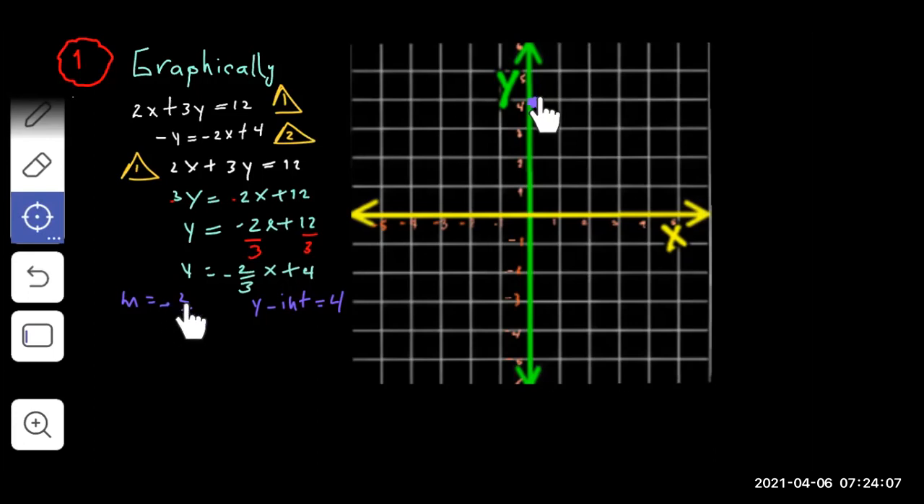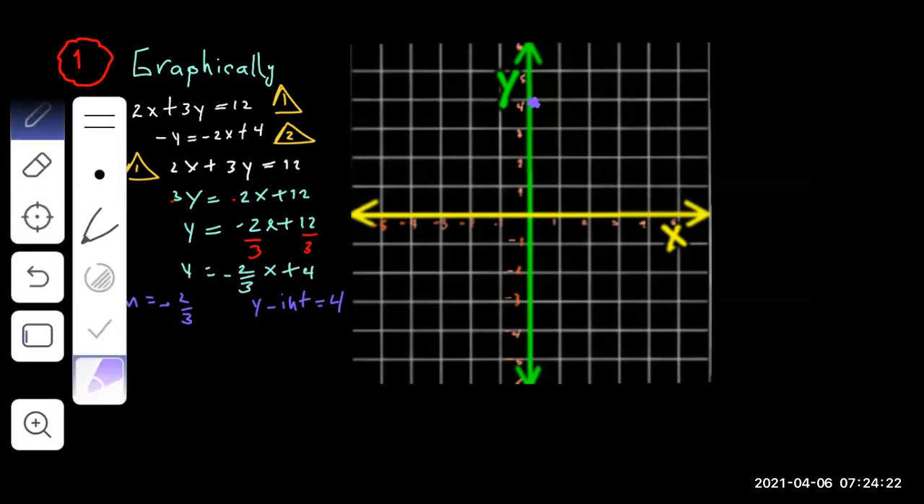Down. How many units? 2. At this point, -1, -2, 2 units down. How many units in x? 3. Okay, 1, 2, 3 in x. I'm going to have the second point right here. Okay, let me mark the second point.